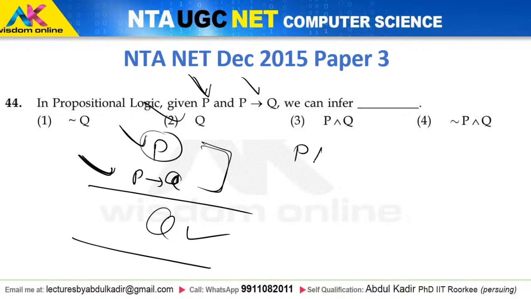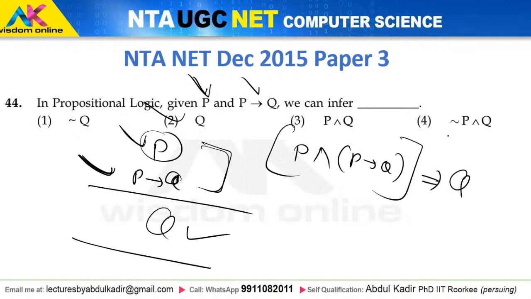The method I told you: P, and this P implies Q, this complete thing implies Q. This must be a tautology. I told you in arguments, this must be a tautology, this must be valid. You can solve this question like this also, or you can solve this question by our method, by our definition. So just check whether this is a tautology or not. You will see that this is a tautology.